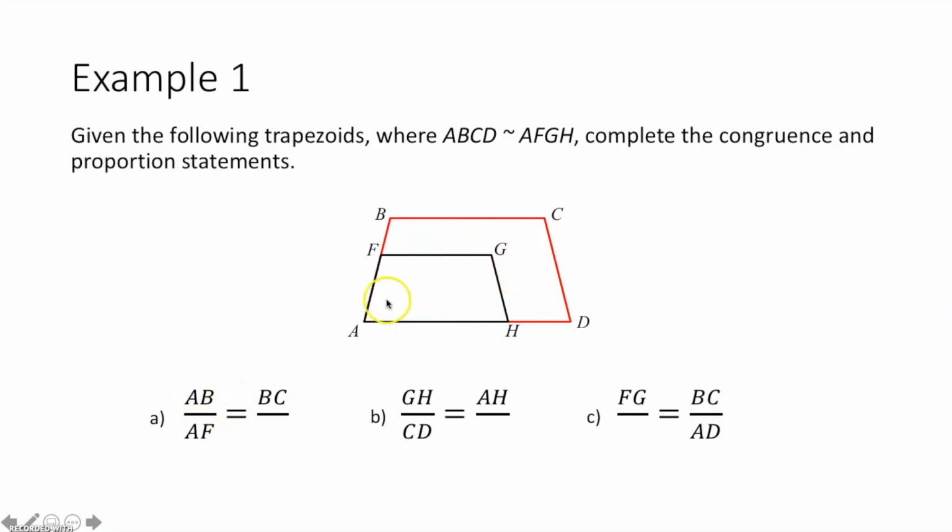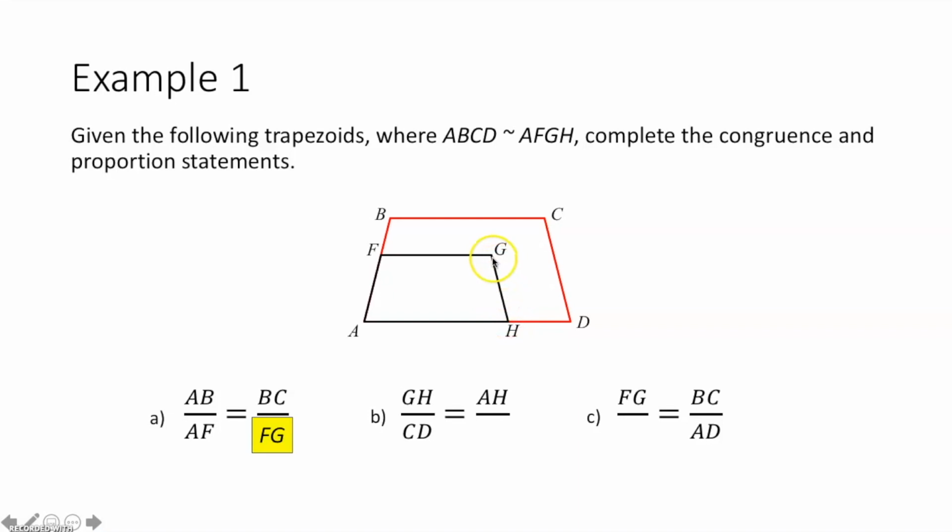Here we have AB, which is the left side of the large trapezoid, over AF, which is the left side of the small trapezoid, is equal to BC, which is the top of the large trapezoid, which means that would be over the top side of the small trapezoid, FG then. You could also do it from your similarity statement. If you're given a similarity statement, that's probably the easiest way to do it. AB over AF has to be equal to BC over, now where's BC over here? Where's the two middle ones? That would be FG.